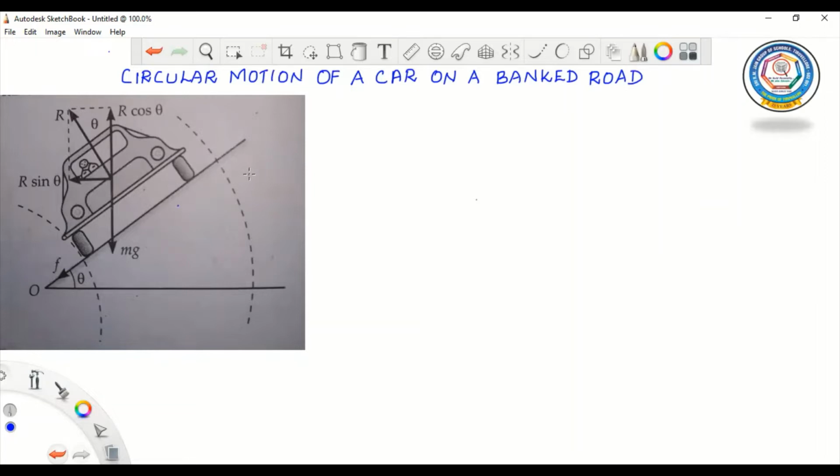Now let us see what is banking of the curved road. The system of raising the outer edge of a curved road above the inner edge is called banking of the curved road. The angle through which the outer edge of the road is raised above the inner edge is called the angle of banking. So here theta is the angle of banking.